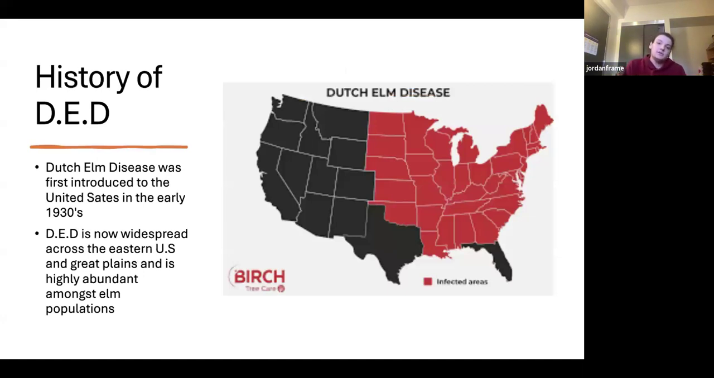The history of Dutch elm disease. It was first introduced to the United States in the early 1930s. And as you can see on the map on the right side, Dutch elm disease is now widespread across most of the US, especially the eastern US and the Great Plains and Midwest regions.